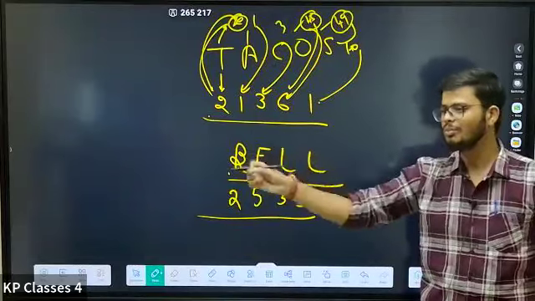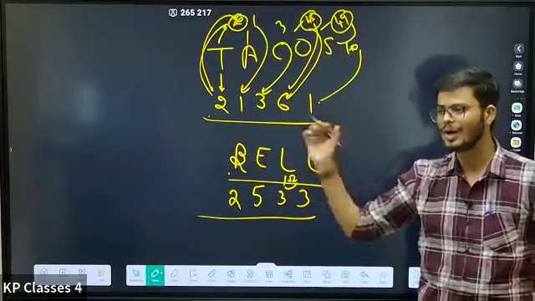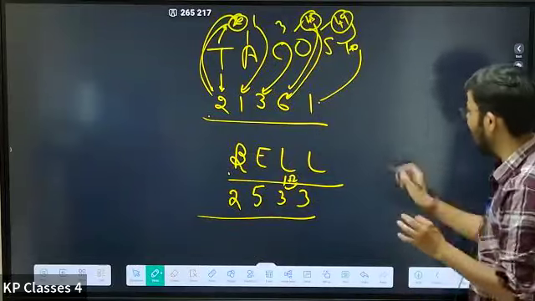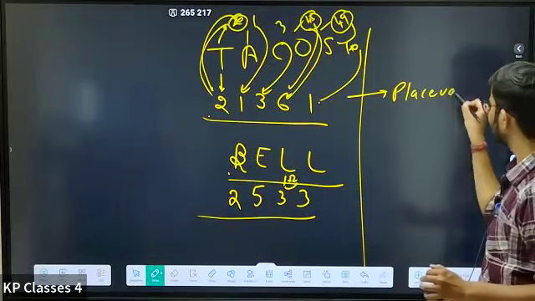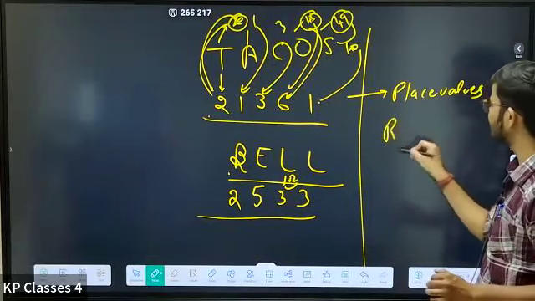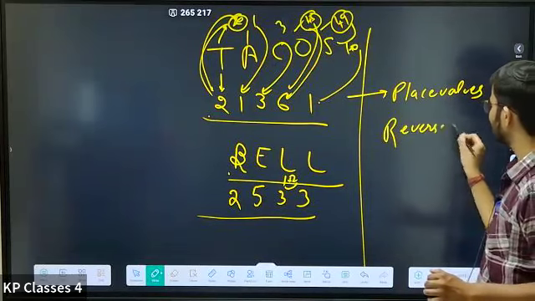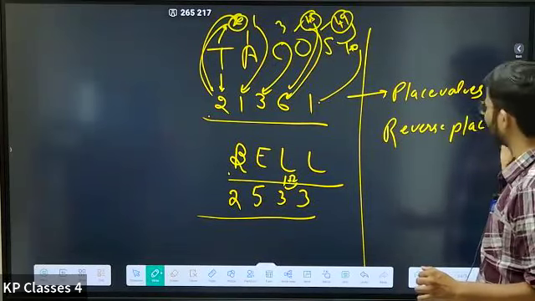The more number of questions you will practice, you'll be getting clarity on this part. Just keep in mind, you need to remember the place values of all the given alphabets, and then the reverse place values of the alphabets. Now you don't need to remember it differently.